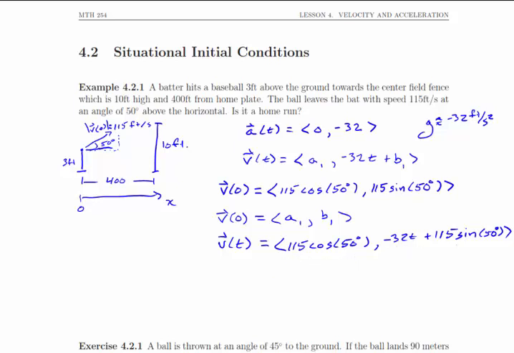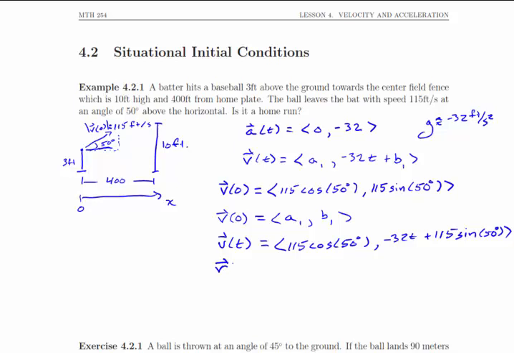In the y direction, we know that it's going down by 32 feet per second squared every second, but it starts at this 115 sine of 50 degrees. So it's really 115 sine of 50 degrees to start, and then subtract 32t every second.